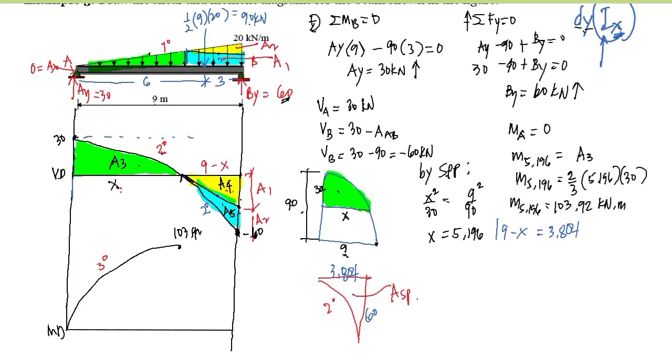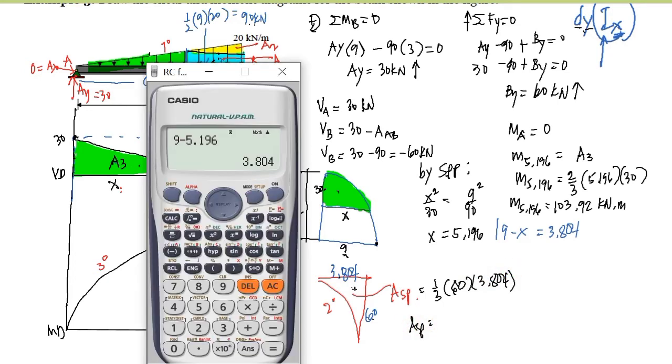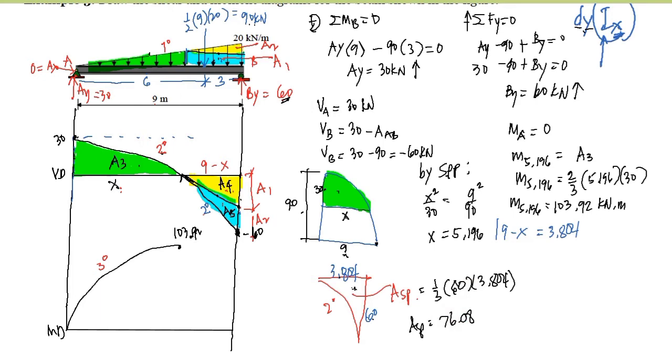Now, our previous answer here is 103.92. Since we have 103.92, this area should add up to 103.92. Let's see if we treat it as a spandrel. We have 1/3, the base is 60, and the height here is 3.804. So the area of the spandrel is 1/3 times the base of 60 times 3.804. We have 76.08. It is only 76.08. Now you have a big problem because you cannot close the moment equation. 103.92 minus 76.08 is not 0.